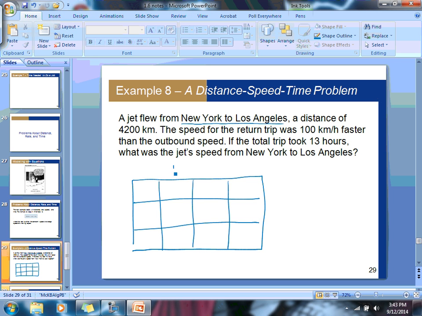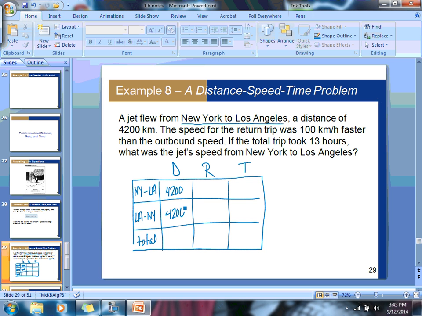Okay? So we're going to have distance and rate and time across the top. And the first part of the trip was from New York to LA. And the other part of the trip was the reverse from LA to New York. And then down here, the last row will always be your total. So the distance of both trips is 4,200. Going there and going back, we're going to assume it was the same amount.